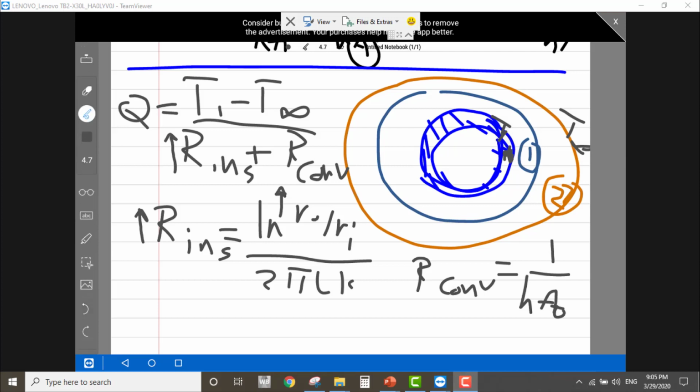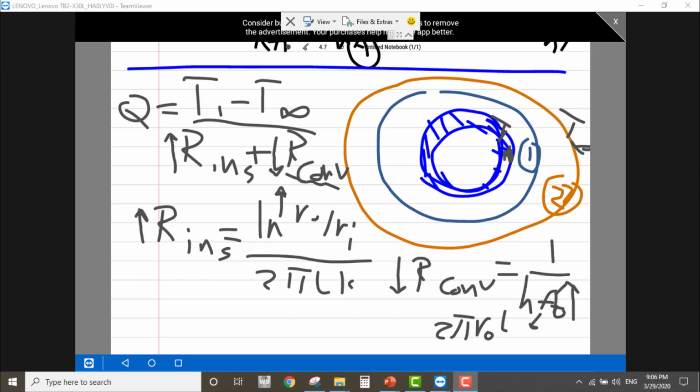But still, we cannot judge. We have another parameter. Which one? R convection. R convection here is not constant. What happens if we add the first insulation layer? This area out, which is equal to 2 pi R out L, also increases. But be careful, this area is in the denominator. What will happen if the area increases? So this term will decrease.